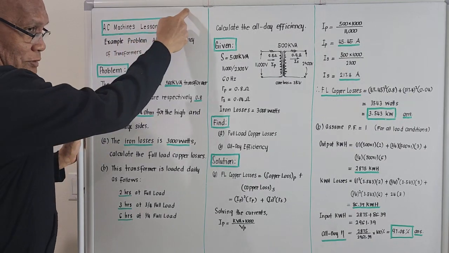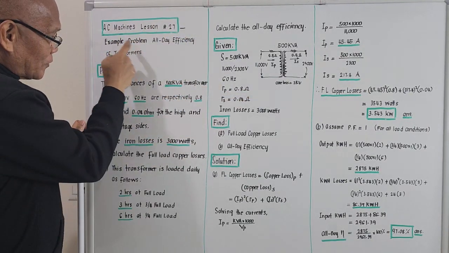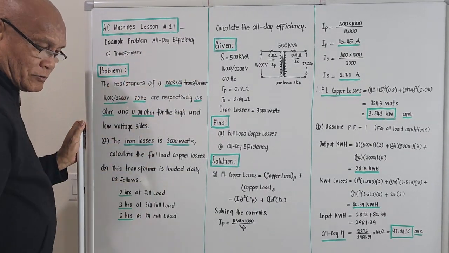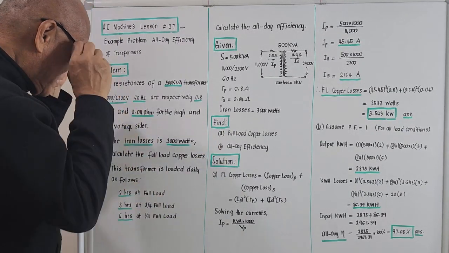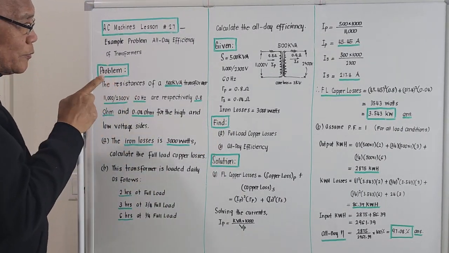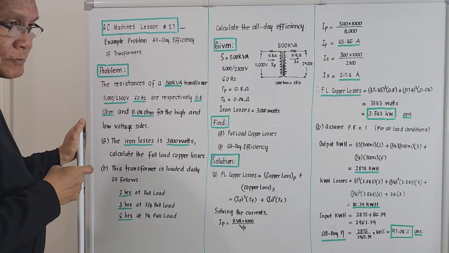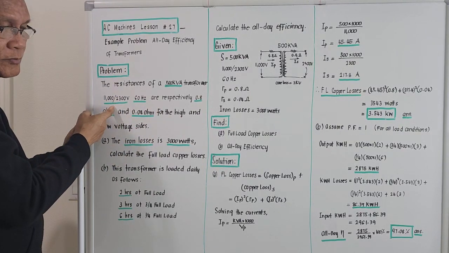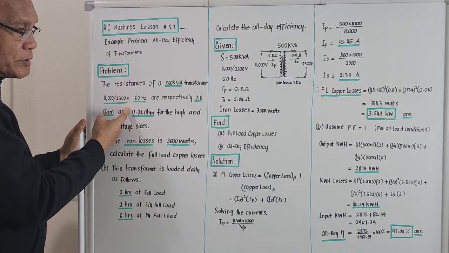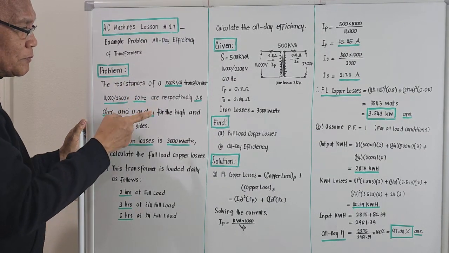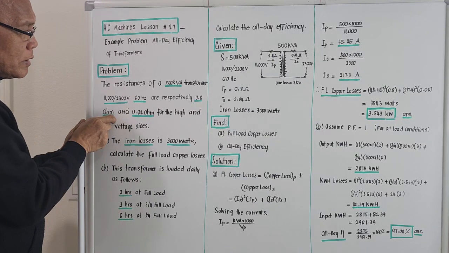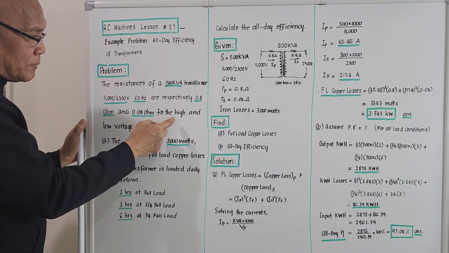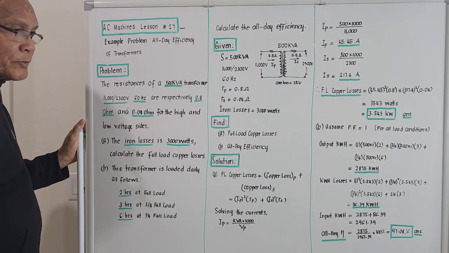AC machines, lesson number 27. The title of the topic will be example problem on the computation of all-day efficiency of transformers. Okay, I will try to read the problem for this morning. The resistances of a 500 kVA transformer with the voltage specification of 11,000/2300 volts, frequency 60 Hz, are respectively 0.8 ohm and 0.04 ohm for the high and low voltage sides.